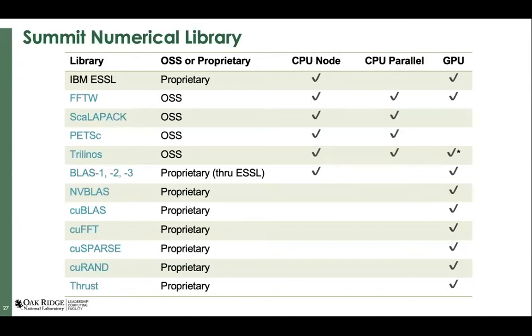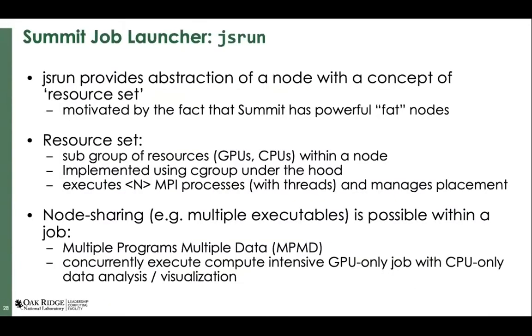So let's have a closer look at the Summit job launcher, JSRun. So what is JSRun? It provides an abstraction of a node with the concept of a resource set. That is the key concept here. The resource set provides the ability to subdivide a node's resources into smaller groups. Resource sets should be created to fit the code requirement, how your application will execute, and what it assumes in terms of, say, ranks or OpenMP threads and tasks.